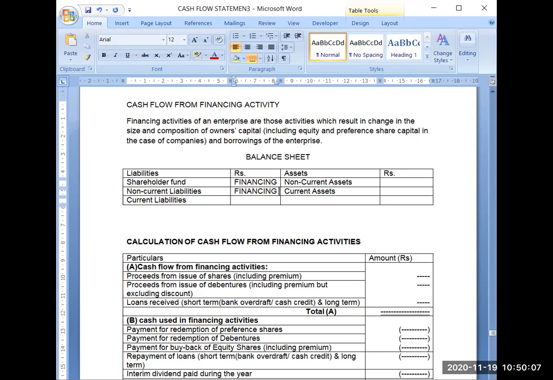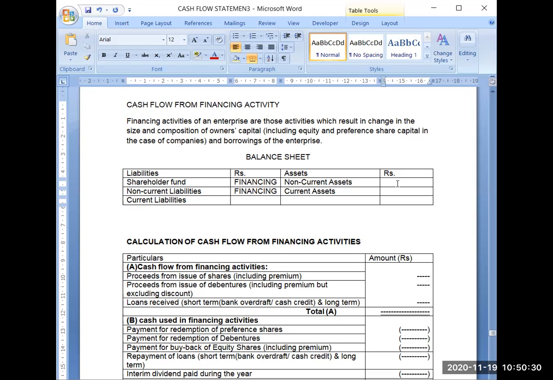Similarly, if you are issuing shares, you will be paying the dividend, you will be redeeming the preference share capital, you may do buyback of equity shares. So a lot of things are there. So whatever you are doing for these two sections, shareholder fund and non-current liabilities, it is owner's fund and it is borrowed funds. This will be part of your financing activity.